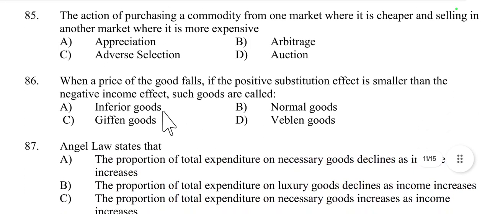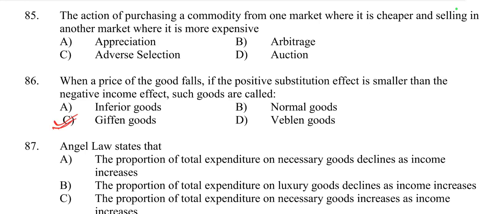Then question number 86. When the price of a good falls, if the positive substitution effect is smaller than the negative income effect, such goods are called Giffen goods. Here the negative income effect is larger, where negative income effect means that when the income of a consumer rises, the demand for that good decreases. Then it is called Giffen goods.